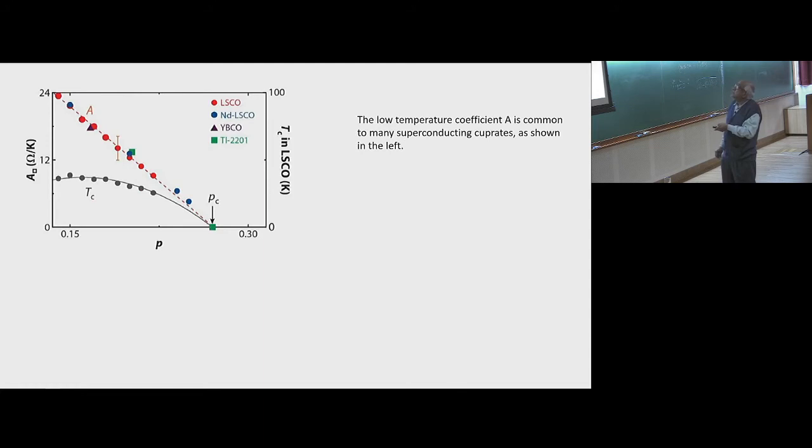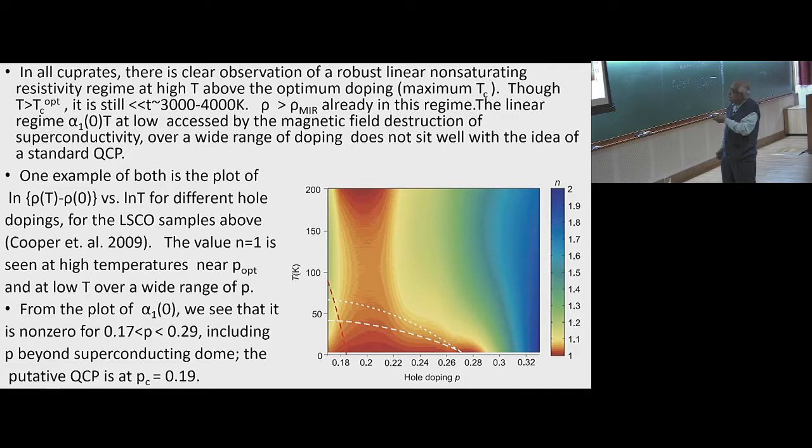This is another picture which shows the same thing. It shows that linear term, the low temperature linear term, and the superconducting Tc, and the correlation between the two. Okay, so these authors, namely Cooper, Hussey, and so on, they also plotted log of rho(T) minus rho zero versus log T. This color plot shows different values of doping in different colors, and one can see that there is one low temperature regime which extends over a rather wide range of doping. And there is another linear regime which starts at a reasonably high temperature.